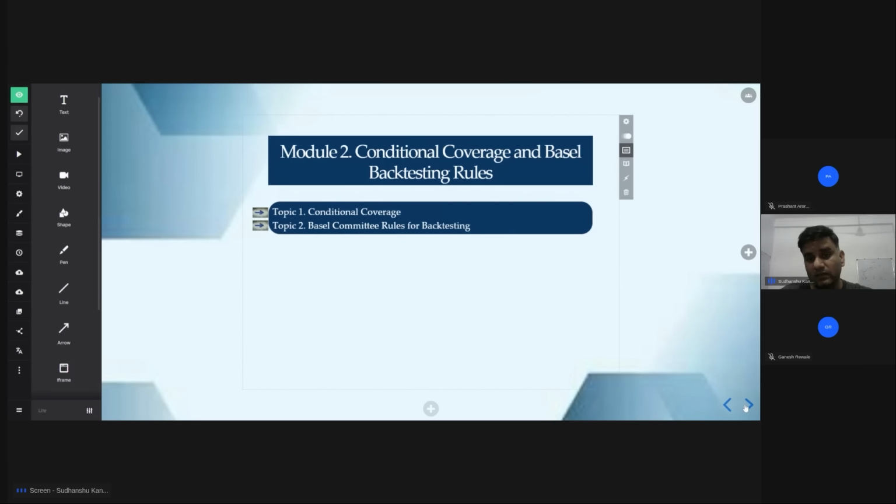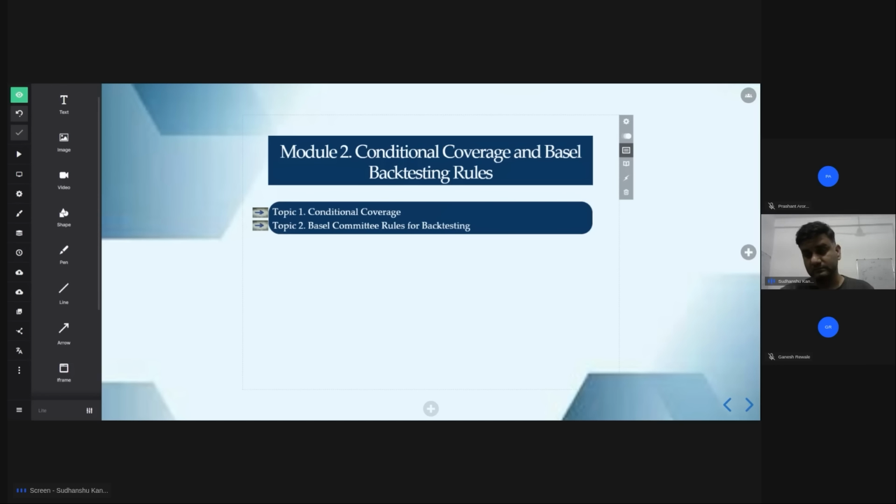Okay, so it's a longish module, guys. So we stop here. We take a break until 7:50, and then we come back and talk about the next part, which is your conditional coverage and Basel backtesting rule. Not very long, it's smaller, so we'll be able to finish by our stipulated time of 8:30. So let's take a 10 minutes break and come back. Okay. All right, guys. Thank you.